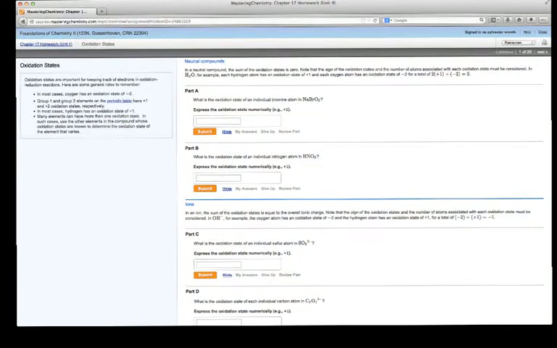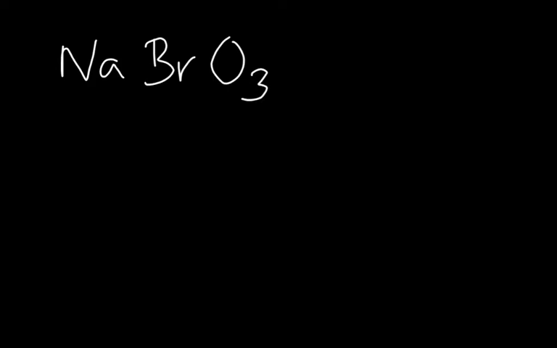Okay, so this problem is asking about the oxidation states of individual atoms within chemical compounds. So first up, we have NaBrO3, and we're asked about the oxidation state of bromine.